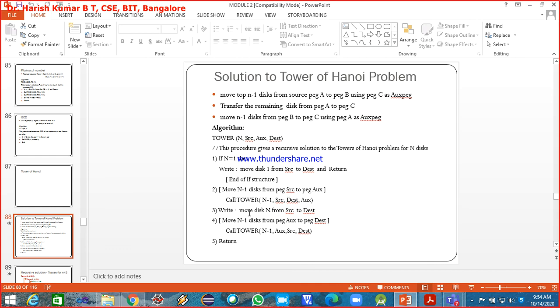And next what you do is move disk n from source to destination, and then move the n minus 1 disks, which are now present on the auxiliary peg, to the destination peg using the source peg as temporary. So how to do this? See, only the order will change. Move the remaining n minus 1 disks which are on the auxiliary to the destination using source as the temporary. Hope you understood.